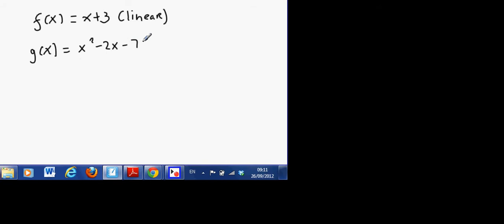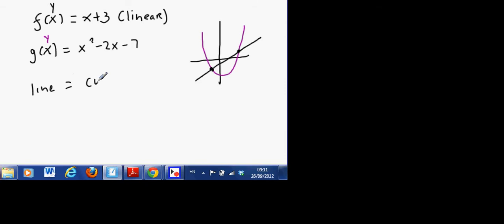Now, what's going to happen here is the following, lads. What we have to find out is, as discussed before, one of them is a line and one of them is a curve. So one is going to be represented by a curve and the other by a line. We need to find these two intersection points. This one means the y value of the curve, and this one means the y value of the line. So when they intersect, the line must equal the curve. This means that x plus 3 must equal x squared minus 2x minus 7.